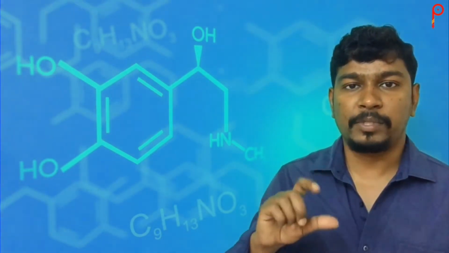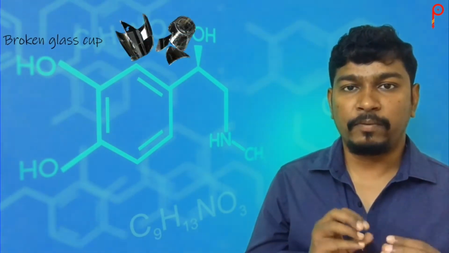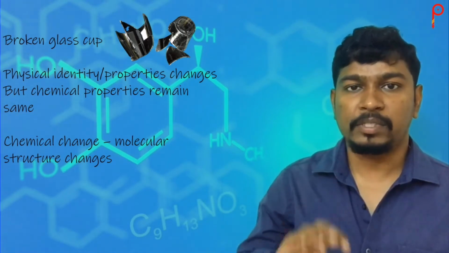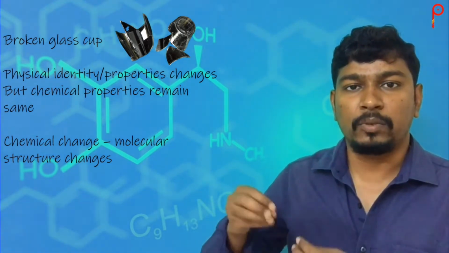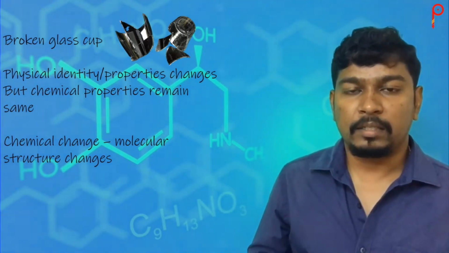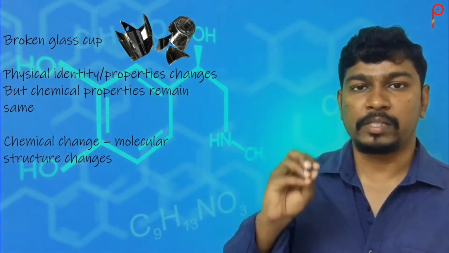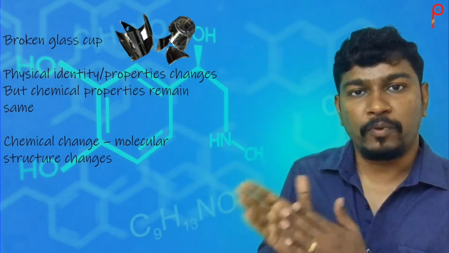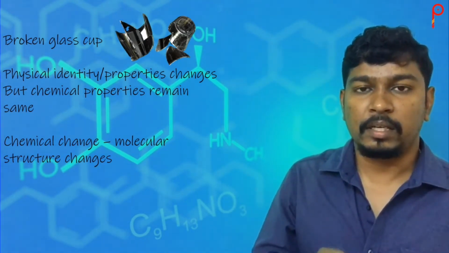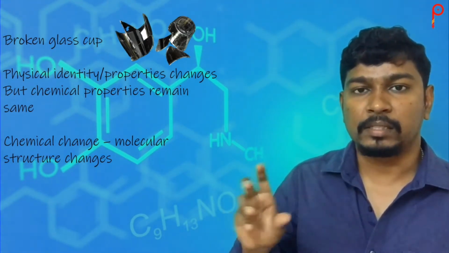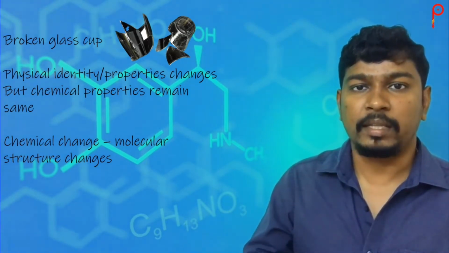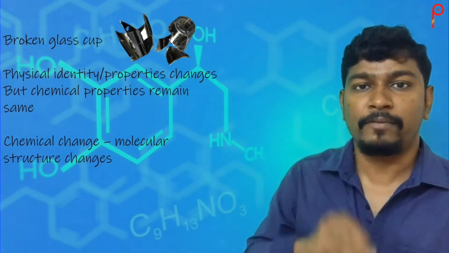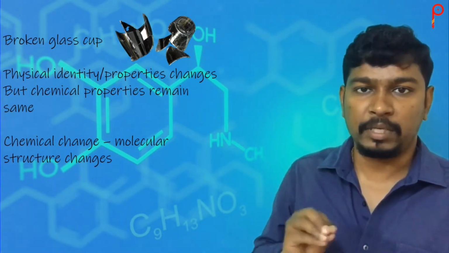If a glass cup is broken, we find that the physical appearance of that cup is changed because it is broken into pieces. But the chemical component, or say chemical property, remains the same because it is glass. Before breaking it was glass and after breaking also it is glass, but the only thing that changes is its physical appearance. So this is a physical change and not a chemical change.